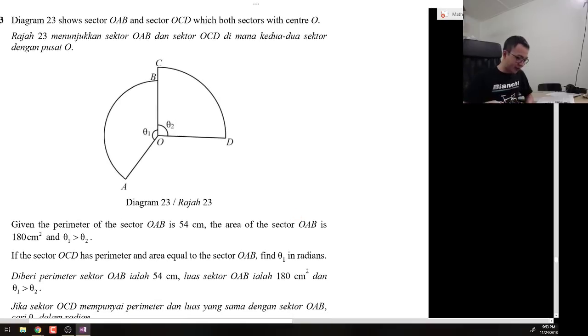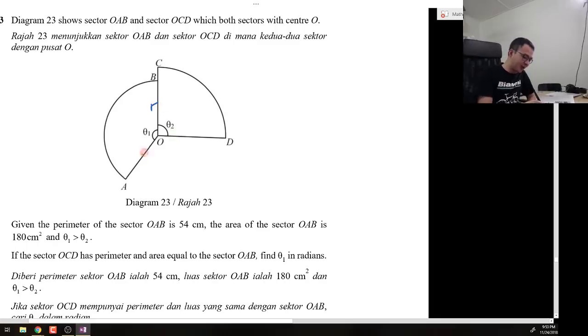Given the perimeter of sector OAB is 54, area of sector is 180, theta 1 is bigger than theta 2. Alright, so if the sector OCD has the perimeter and area equal to OAB, find theta 1. Alright, so that means you have two sectors. Both sectors will have the same perimeter and both sectors will have the same area according to this question.